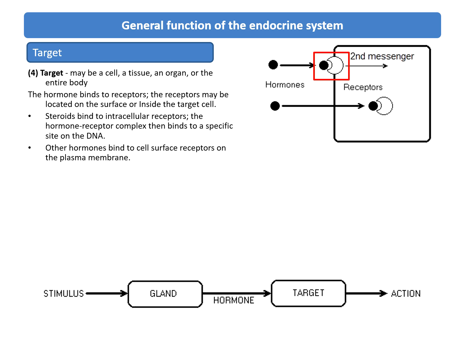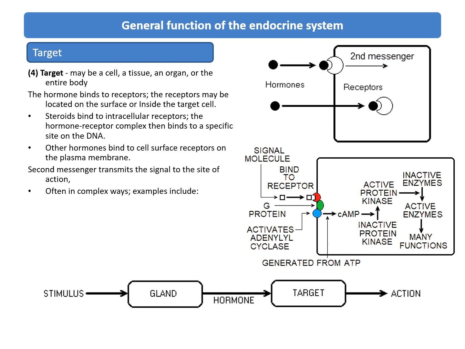Other hormones bind to cell surface receptors located on the plasma membrane. Because the cell surface receptor is some distance away from the site of action, an internal message must be transmitted from the receptor to the site of action. This is called a second messenger. Often the second messenger operates in very complex ways.